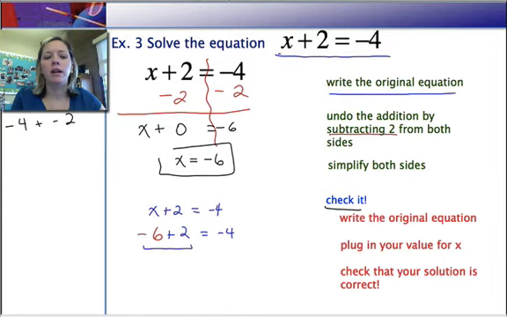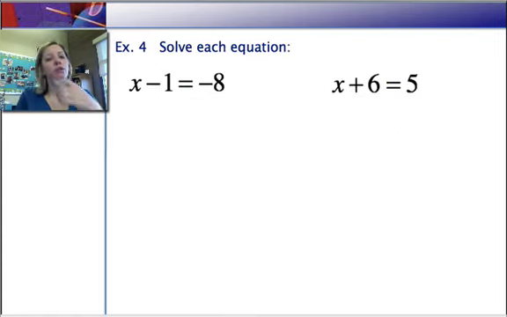And then we simplify. Negative 6 plus 2, opposite signs, so I subtract. 6 minus 2 is 4. I keep the sign of the larger number, which is 6. So negative 4 equals negative 4. We did it right. We know that x equals negative 6 is a solution to our equation. Perfect. Alright, so now let's just do a couple more examples of one where you have to undo addition and undo subtraction again.